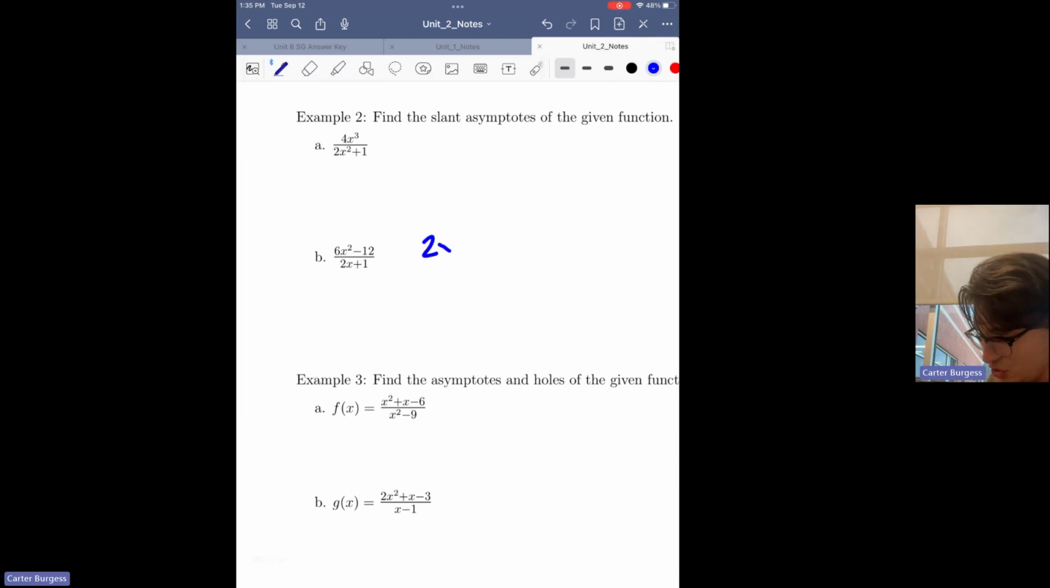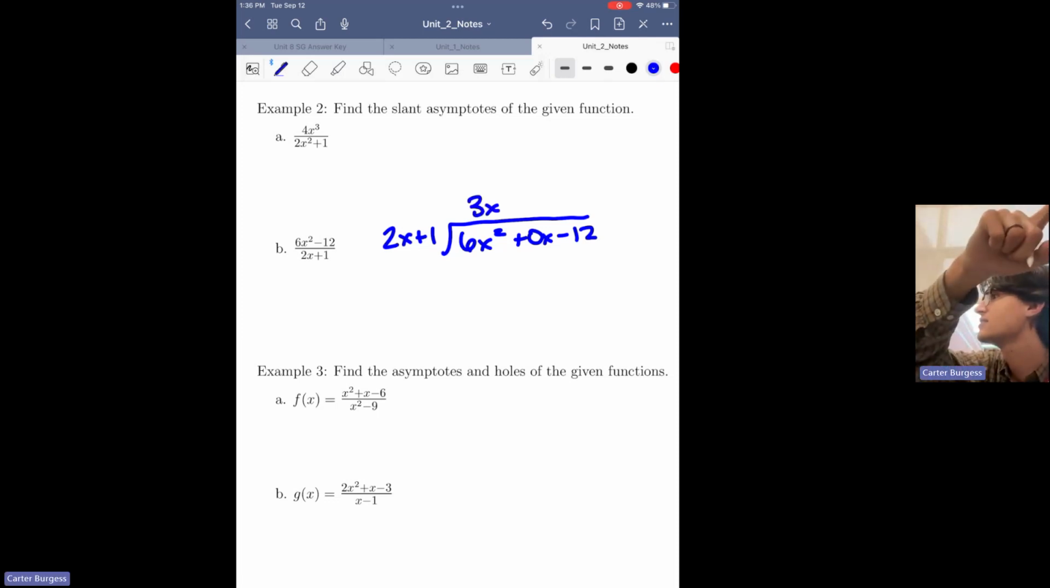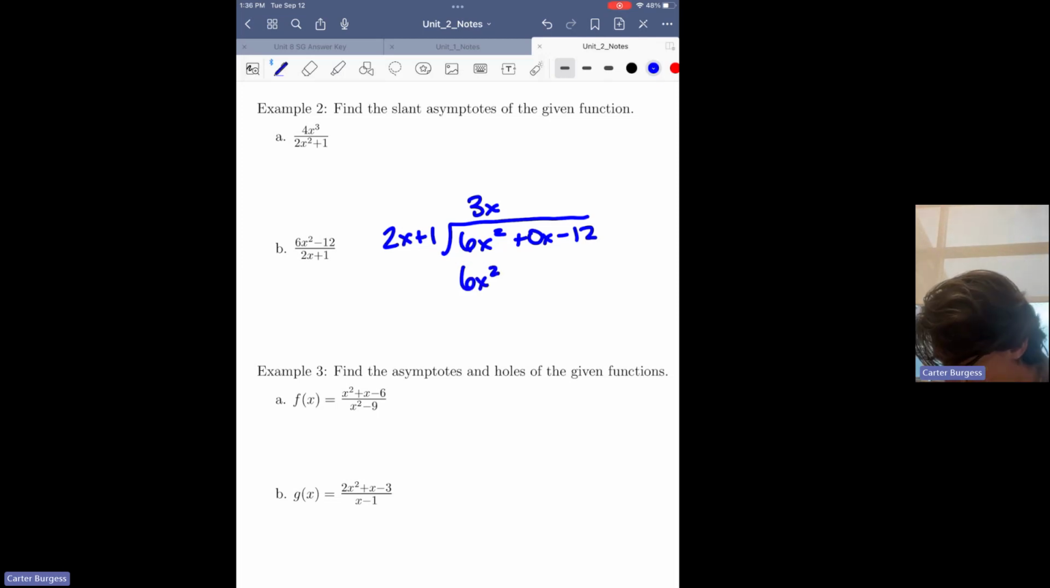So this is taking 2x plus 1, dividing it into our 6x squared. What do I have to remember to include? Plus 0x minus 12. Very good. How do I match 2x to 6x squared? 3x. Very good. That's the 3x that we saw before. If we just look at the front term, the bottom front term, this is going to give us a 6x squared plus 3x.